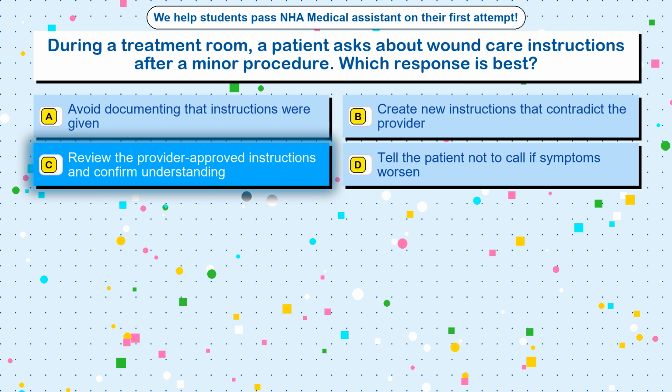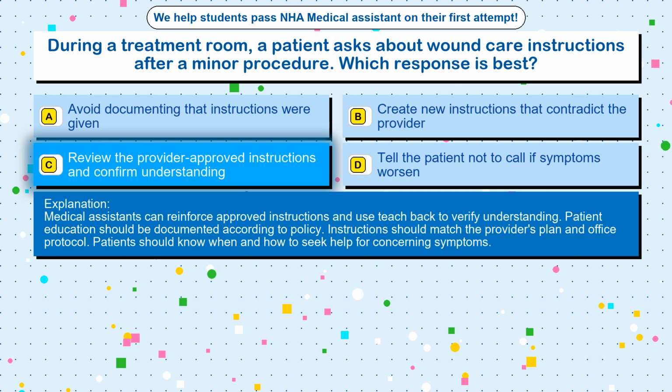The correct answer is option C. Review the provider-approved instructions and confirm understanding. Medical assistants can reinforce approved instructions and use teach-back to verify understanding. Patient education should be documented according to policy. Instructions should match the provider's plan and office protocol. Patients should know when and how to seek help for concerning symptoms.